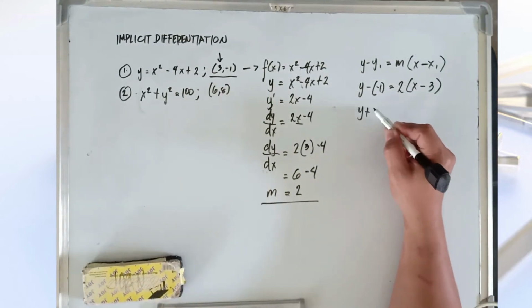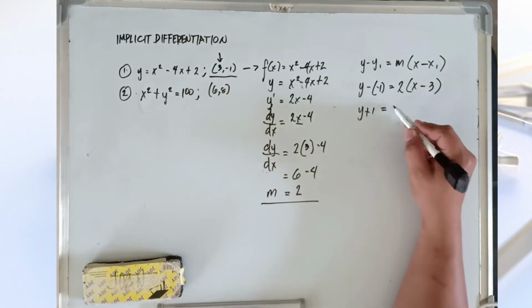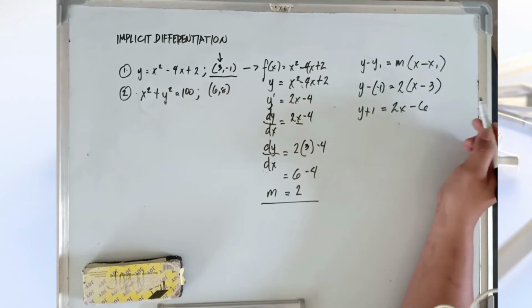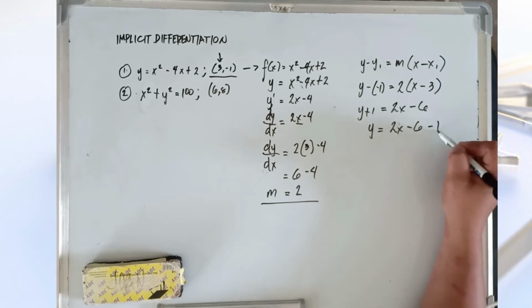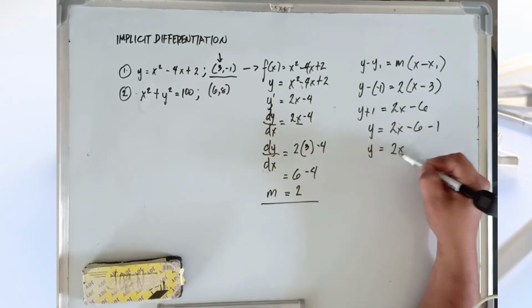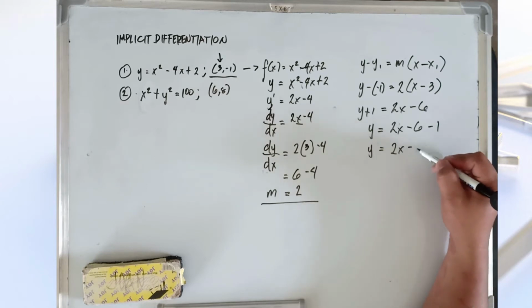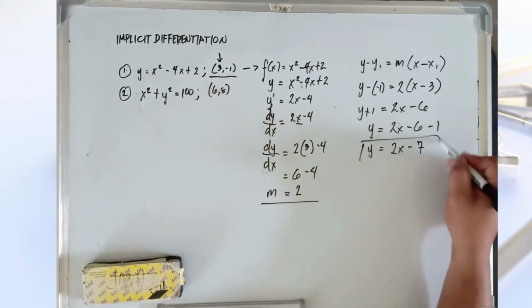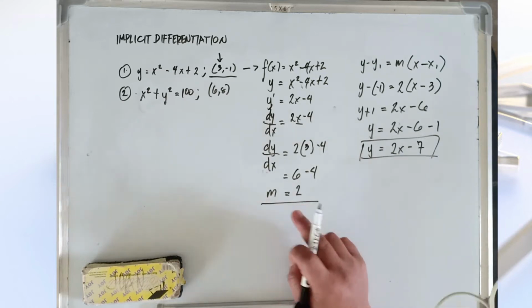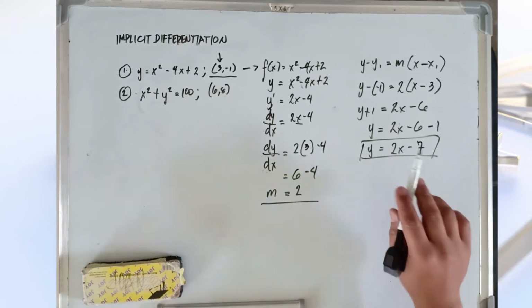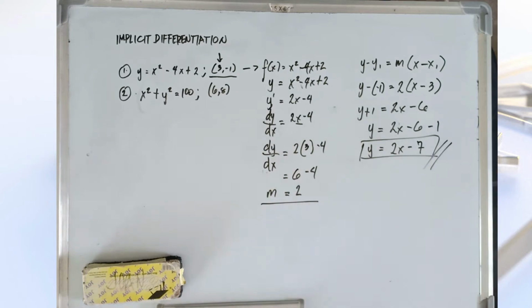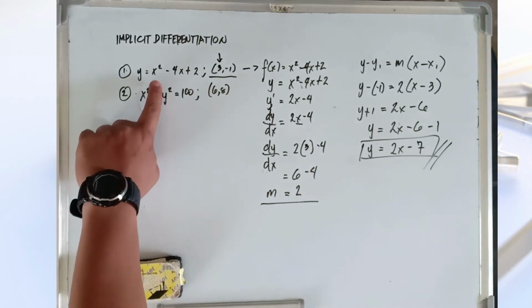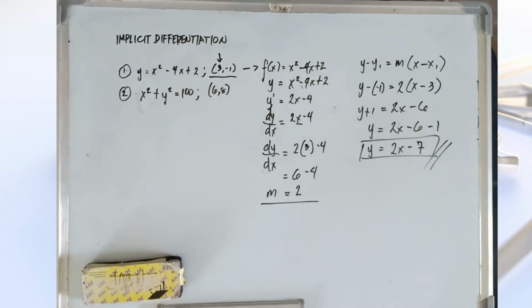Now let's simplify that further. We have y plus 1 is equal to 2x minus 6. Then we have y is equal to 2x minus 6 less 1. So the equation of the tangent line to the parabola with the slope of 2 at point (3, -1) is y is equal to 2x minus 7. So this will be the equation of the tangent line to the parabola y is equal to x squared minus 4x plus 2 at point (3, -1).